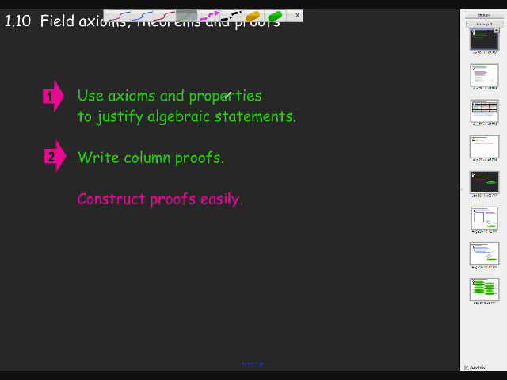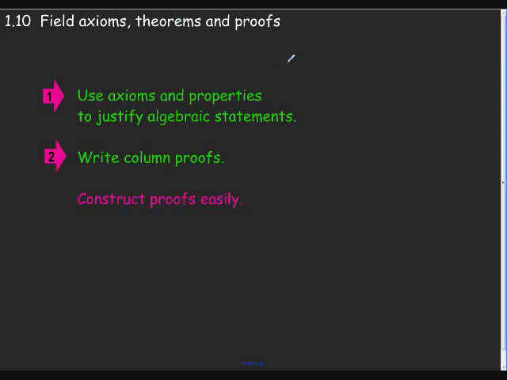Axioms and properties. Well, we know quite a few properties already, don't we? Properties of numbers. We've looked at those. And axioms. What in the world does that mean? There's a lot of vocabulary for us to learn. Column proofs. You remember back to geometry, you did proofs there. We're going to do some proofs here.